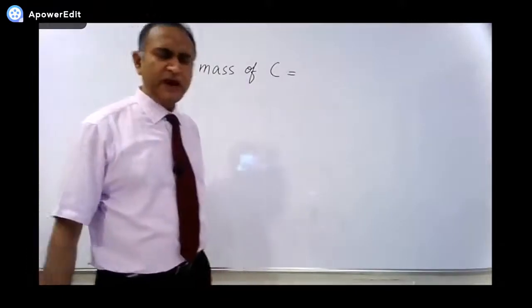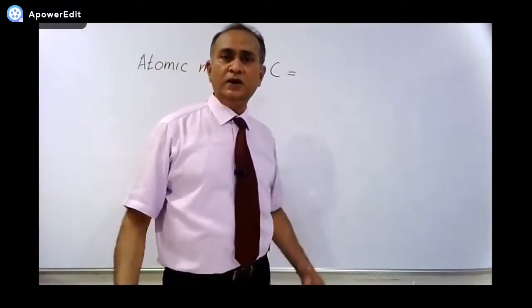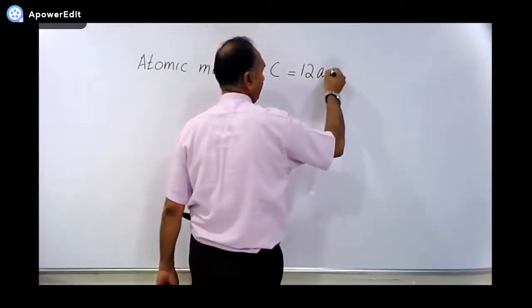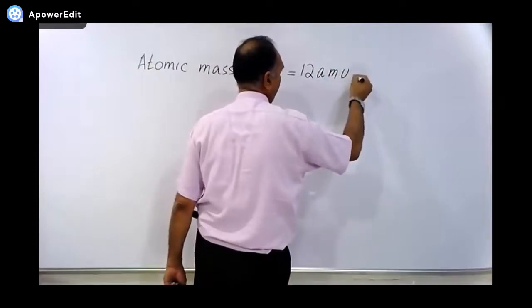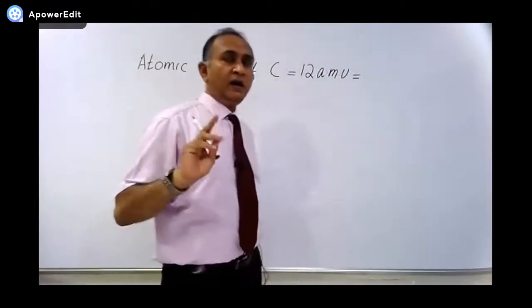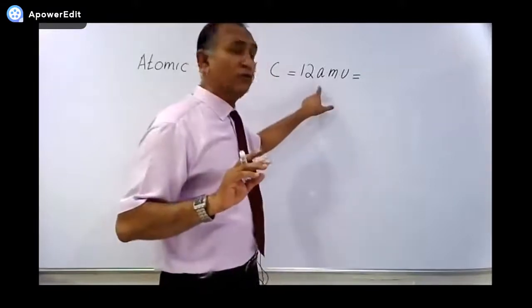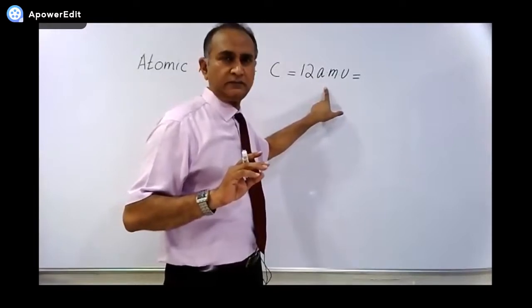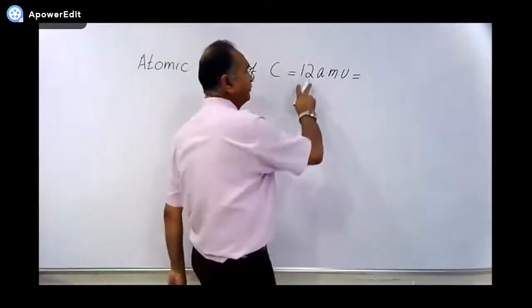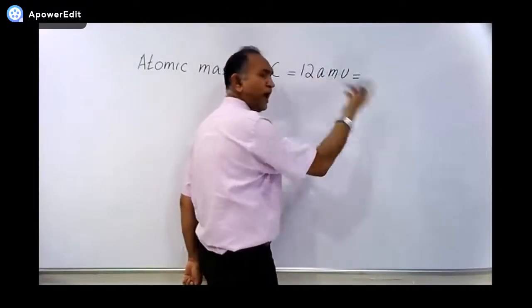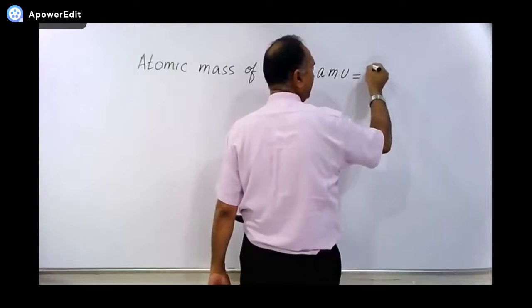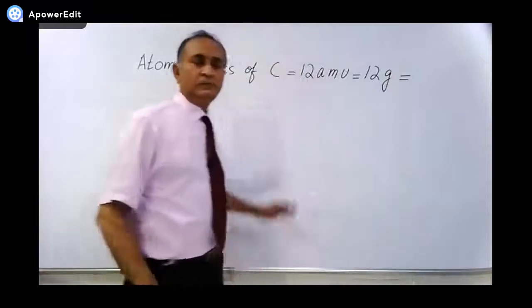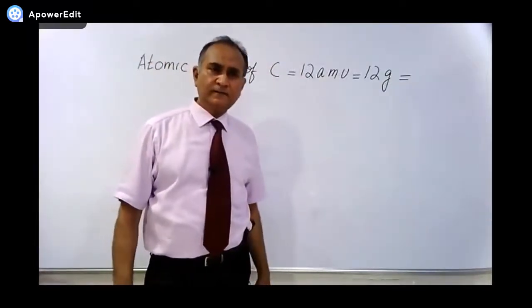How many of you remember what is the atomic mass of carbon? 12. And I told you, what is the unit of atomic mass? AMU. Okay? If you write grams instead of AMU, then it will become 12 gram.